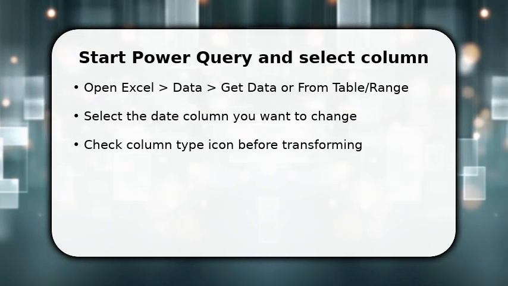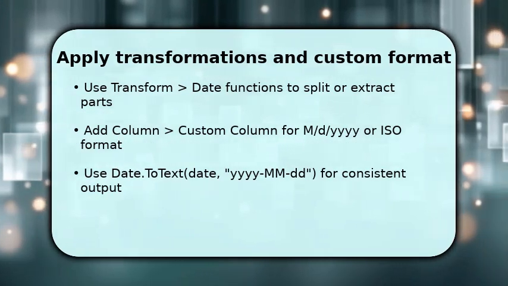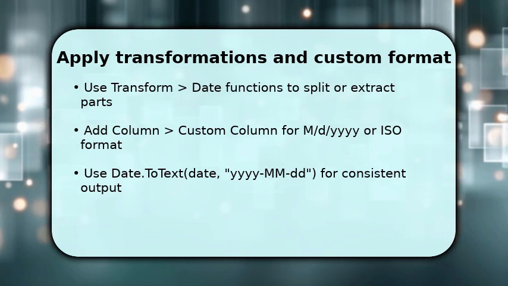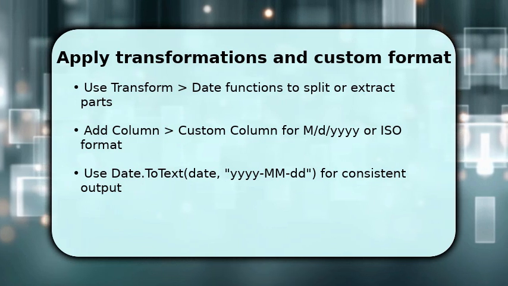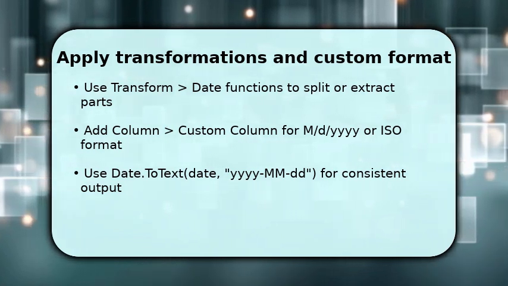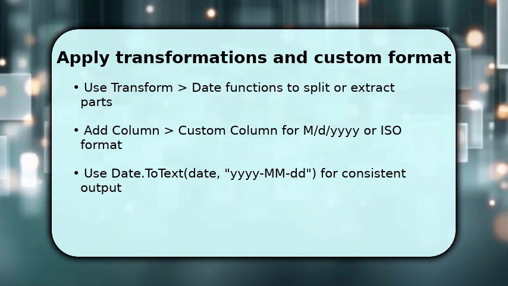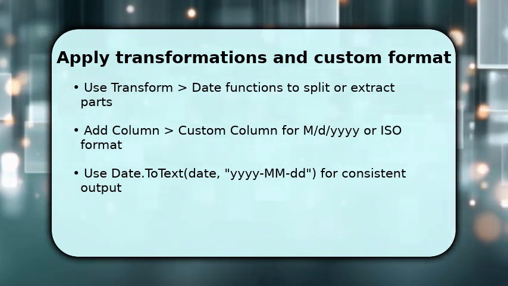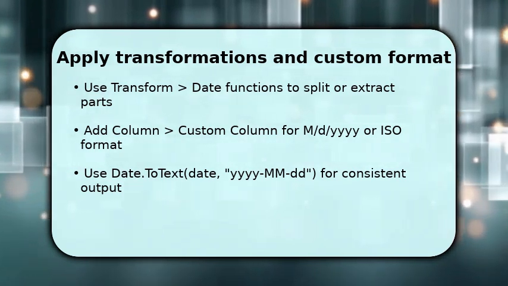Once the column is a true date type, you can change presentation. You can split into year, month, day, or create a custom column using Date.ToText to define format explicitly. For example, Date.ToText(date, "mm/dd/yyyy") or Date.ToText(date, "yyyymmdd") gives consistent results. Use escape tokens exactly. Make sure to name the new column clearly and validate a few rows.